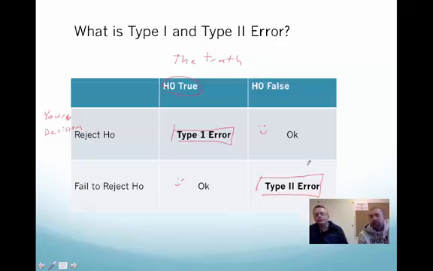So this would be what's termed a false positive. It was actually false, but you said it was true. We'll get used to this, but we just have to know this vocabulary.